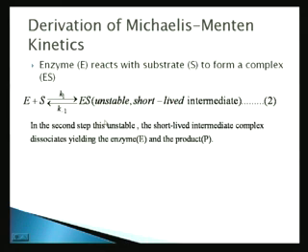And this is an intermediate species, right? So the next step is this. In this second step, this unstable complex, ES, which is a short-lived complex, dissociates to form the enzyme and the product. So write that reaction down.